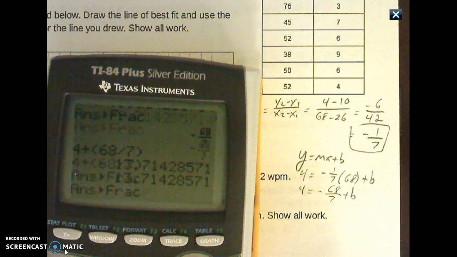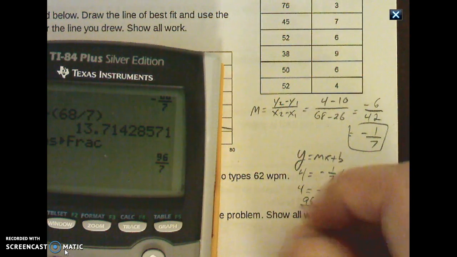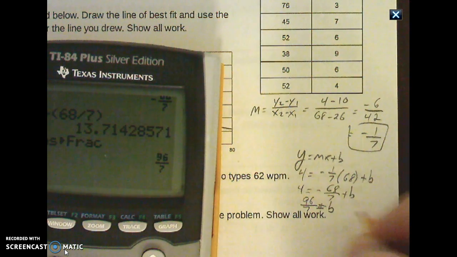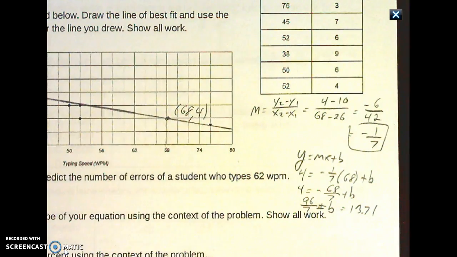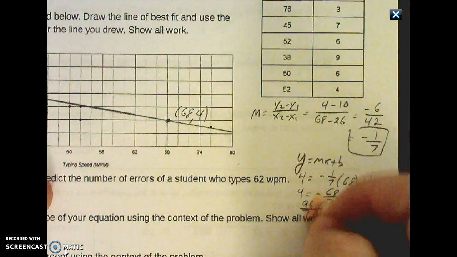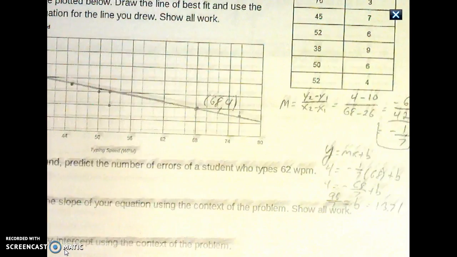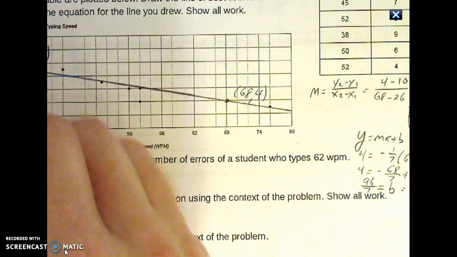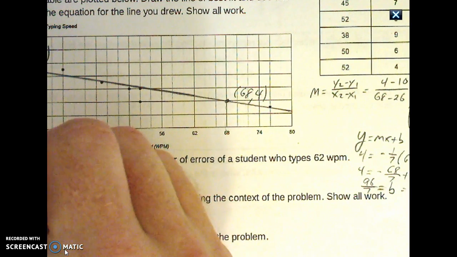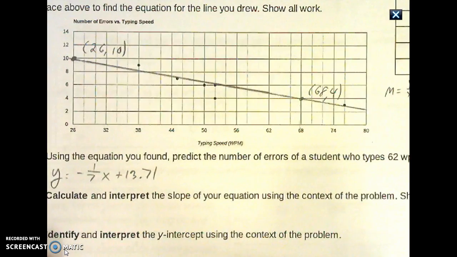Let's see here, 96 over 7 equals b. Or I can round that to 13.71. It's okay to round it to 13.71. Let me just erase that real quick. I'm really trying hard to write nicer for you guys. So now I have my equation: y equals negative 1/7 x plus 13.71. Here's my equation, sorry.